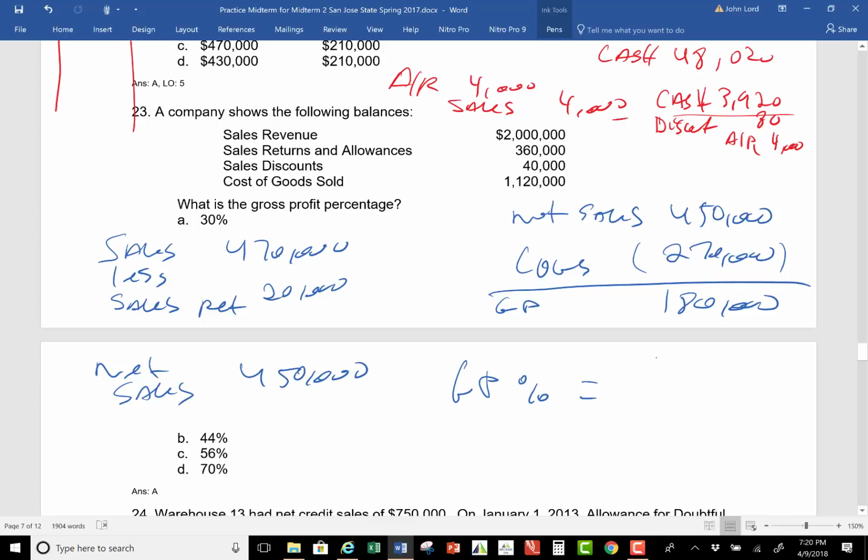So gross profit percentage equals gross profit divided by net sales. Okay. So if you look at these numbers, can you get me that number? Can you get me those numbers? Sales is what? Good. Sales equals 2 million. Okay, good. And then what? What do you want me to do?